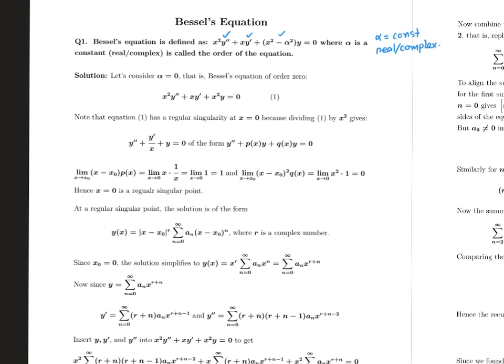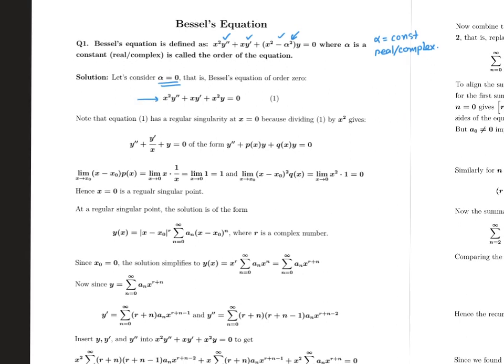Now, we will consider a very special case of Bessel's equation where alpha is equal to 0. If you set alpha equal to 0 in this equation, it becomes x squared y double prime plus x y prime plus x squared y is equal to 0. This is, by the way, called Bessel's equation of order 0 when alpha is 0.